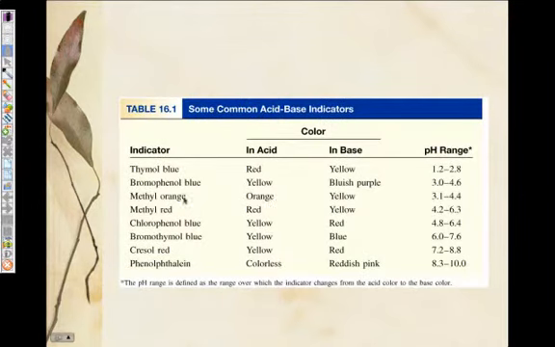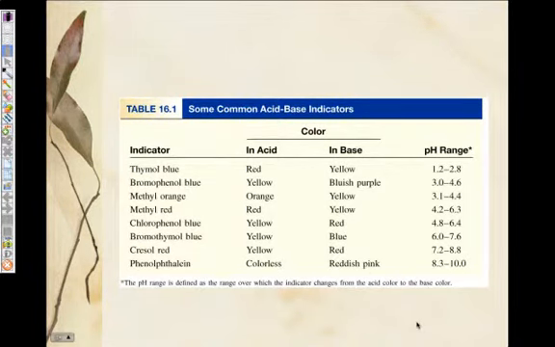So here's some other indicators. Like thymol blue is red in acid, yellow in a base. And it changes color between 1.2 and 2.8. So that would not be a good indicator for a strong base, strong acid titration, which is why we use phenolphthalein as the one. It goes from colorless to a reddish pink.